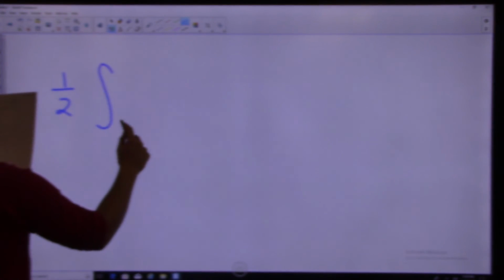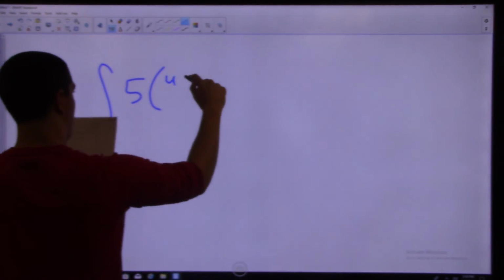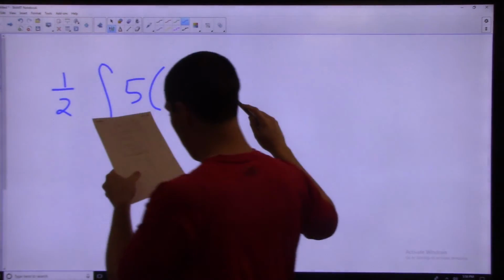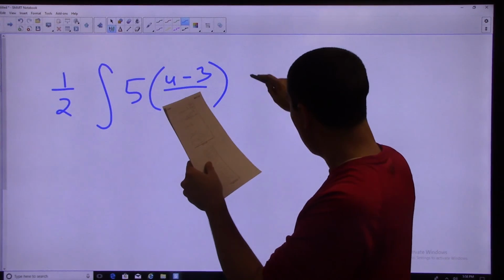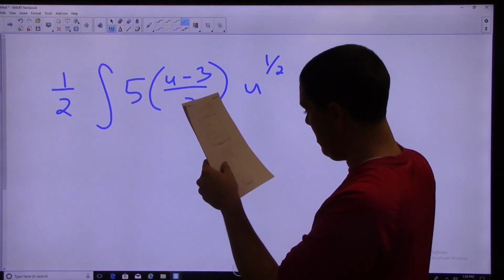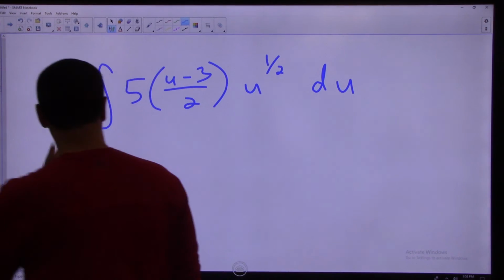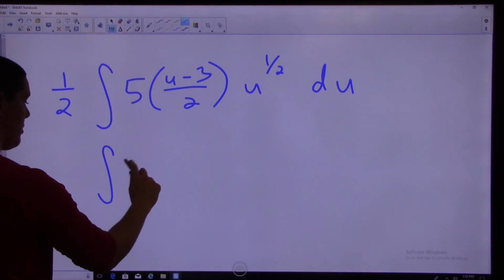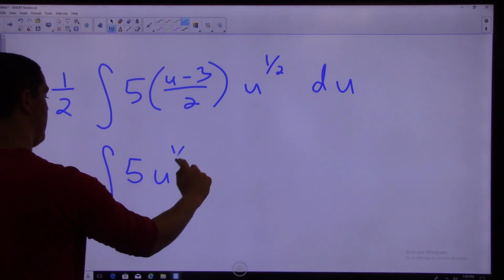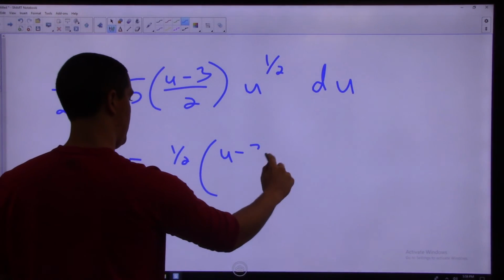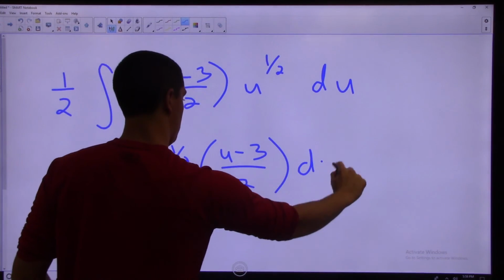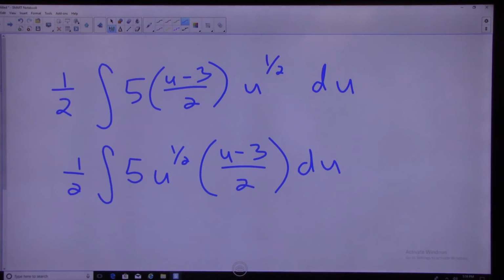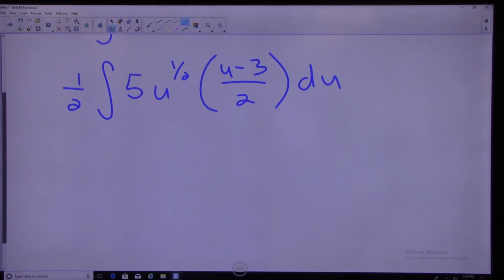Okay. It was 1/2 times the integral of (5u minus 3 over 2) times u to the 1/2 du. Okay, so before we integrate this, let's just simplify. I'm going to rewrite this. It's going to be 5u to the 1/2 times (u minus 3 over 2) du. This is still 1/2 times that. Okay, here we go. Let's keep it going, guys.